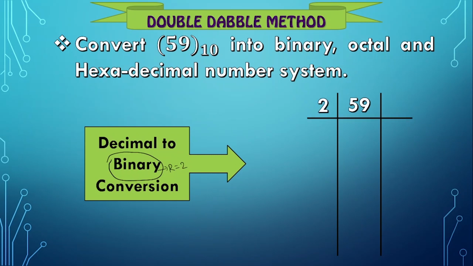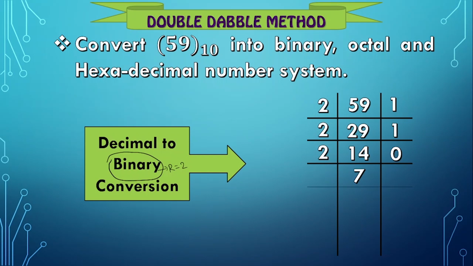We will divide 59 by 2, and doing so we will have quotient 29 and remainder 1. We will list out the remainder at each successive division. Now we will again divide 29 by 2. Doing so, we will have quotient 14, since 14 twos are 28, and remainder 1. We will record that remainder. As we know that the double dabble method is successive division, we will continue this division. We will divide 14 by 2. We will have quotient 7 and remainder 0, because 14 is exactly divisible by 2.